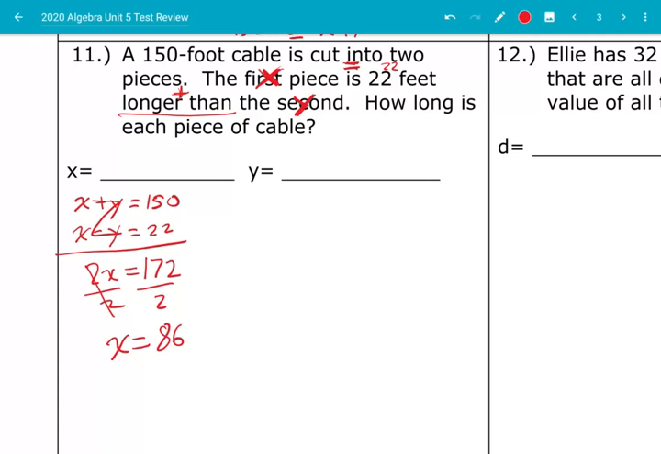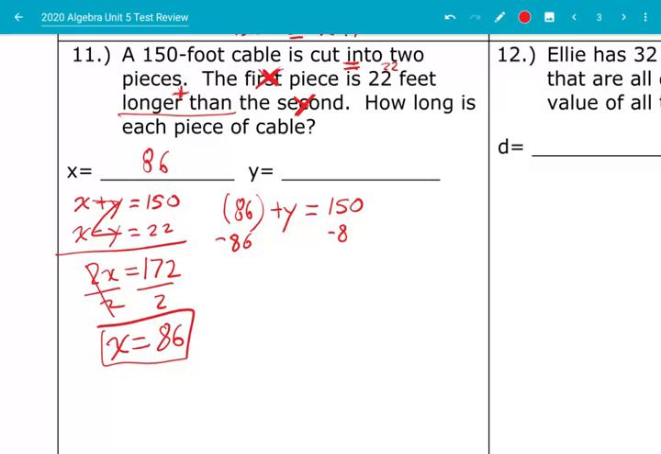86. So we can plug x, that's 86, back into either one. Let's plug it up in the top one so we don't have any negatives to deal with. X is 86, so 86 plus y equals 150. Subtract that 86 on both sides. That goes away. Y equals 150 minus 86. Let's see. 150 minus 80 is 70. Minus another 6 is 64.